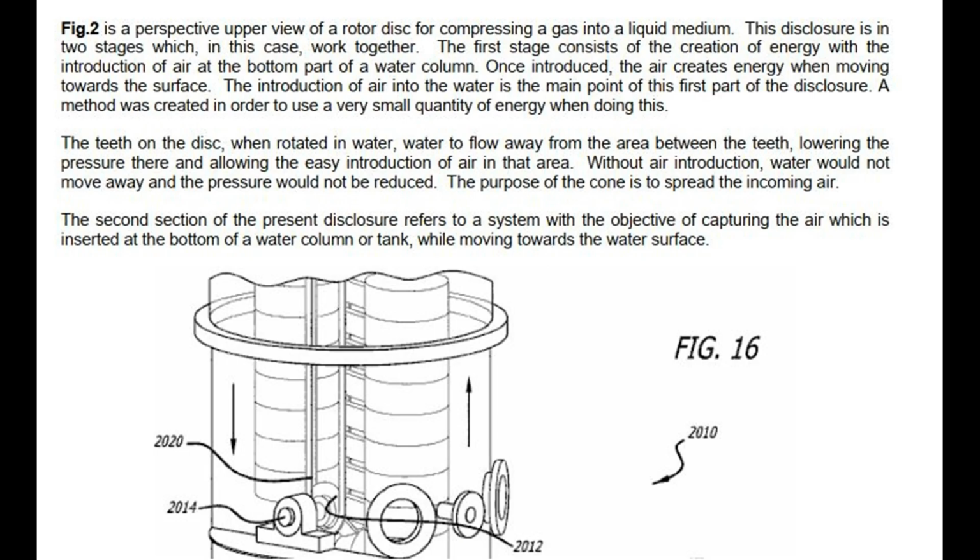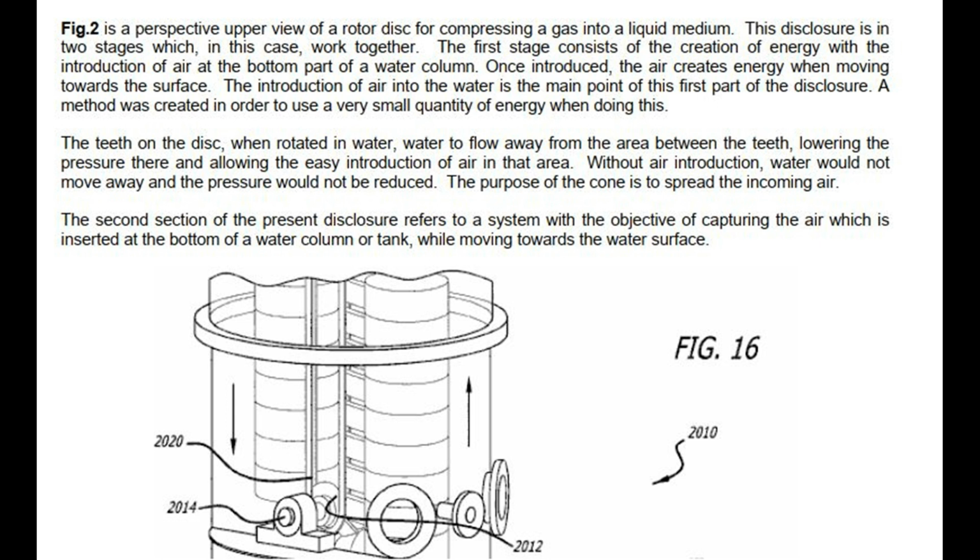The teeth on the disc, when rotated in water to flow away from the area between the teeth, lower the pressure there, allowing the easy introduction of air in that area. Without air introduction, water would not move away and the pressure would not be reduced. The purpose of the cone is to spread the incoming air.